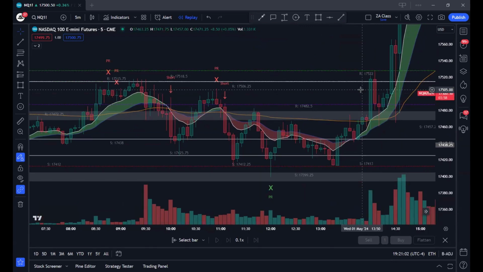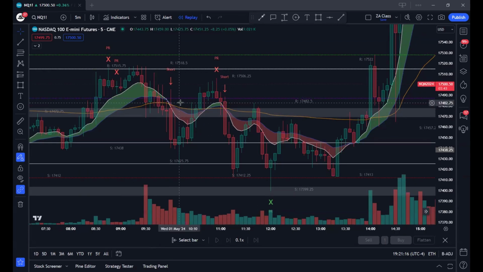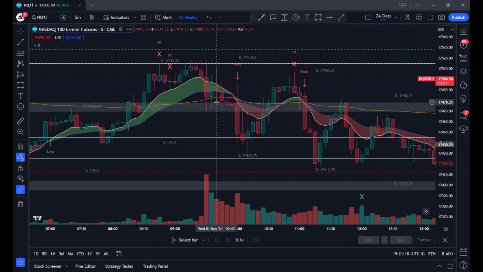We can take a look at all these signals if you want. The first signal that we have here is a PR, so that's the PR. We're looking to touch the EMA clouds. We got close. Now the second PR was one that I actually didn't take, because what I want to talk about is the risk to reward on these PR signals.